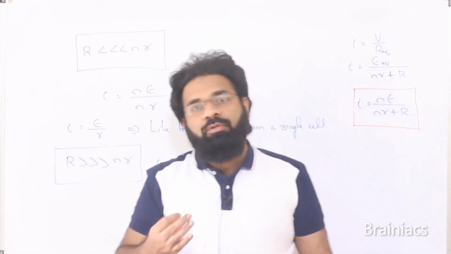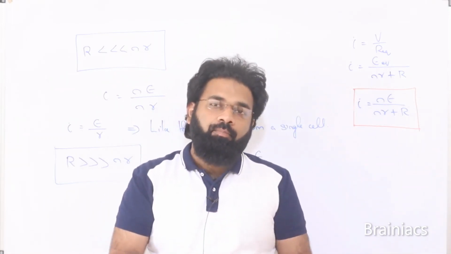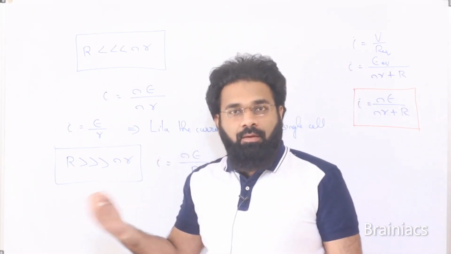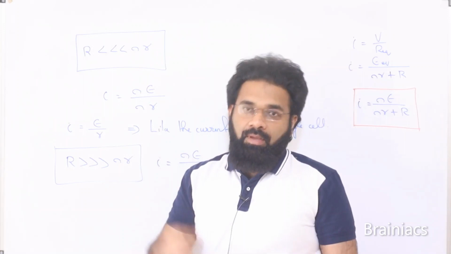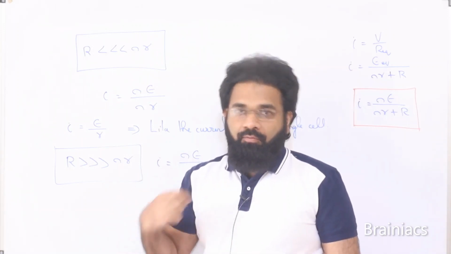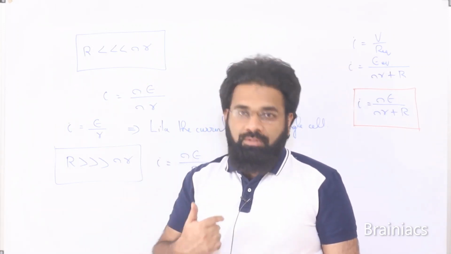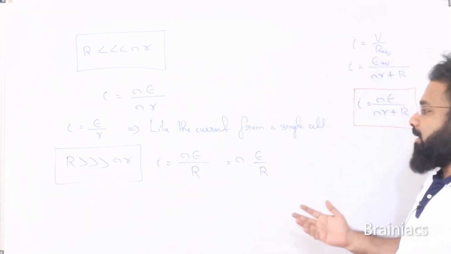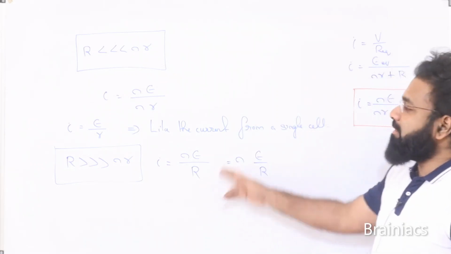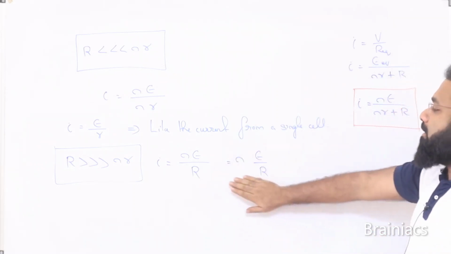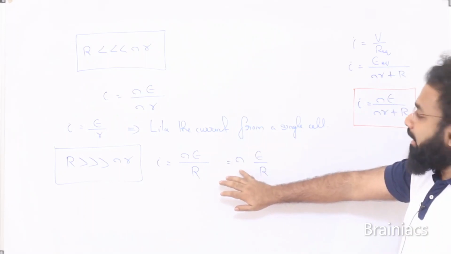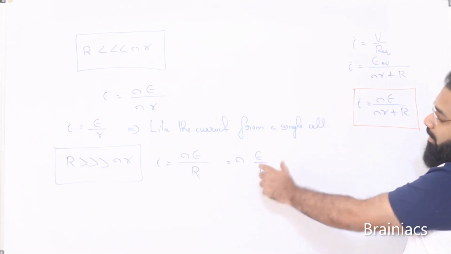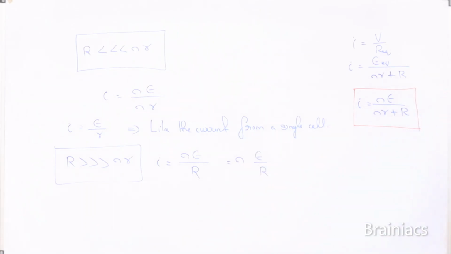So suppose we need maximum current, if the external resistance is very much greater than the combination of internal resistances, then if we need a high value of current, we must connect the cells in series so that we will be getting a current which is equal to n times the normal current, or the current from a single cell. Clear?